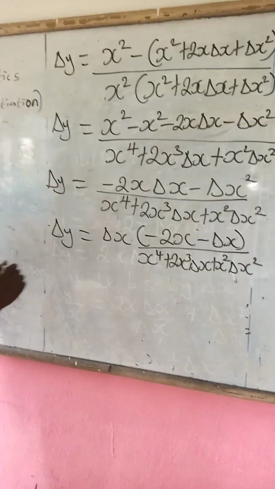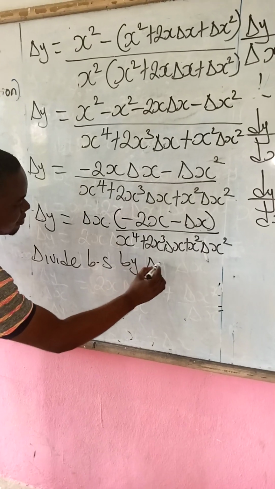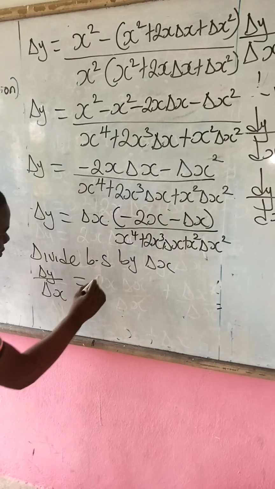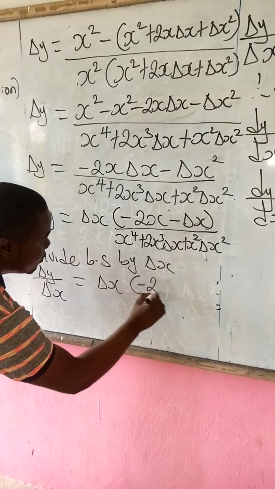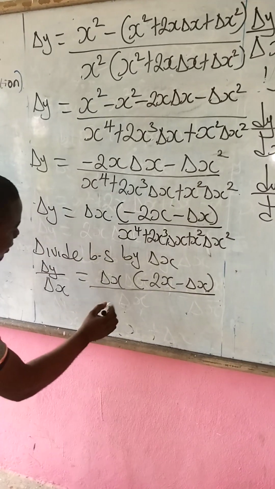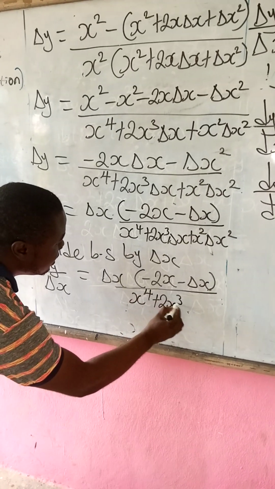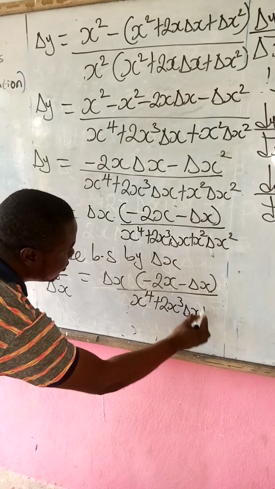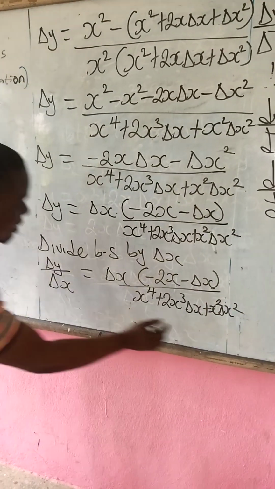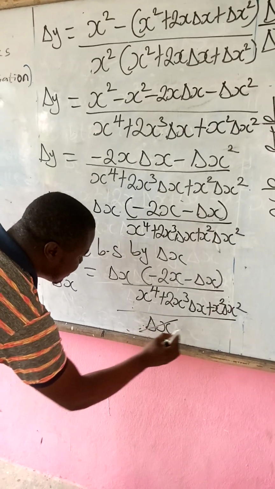The next rule states that divide both sides by Δx. Okay, so we have Δy over Δx equals Δx into minus 2x minus Δx, close the bracket. Then divided by, don't forget, x raised to the power 4 plus 2x raised to the power 3 Δx plus x raised to the power 2 Δx squared. Don't forget we are dividing by Δx. So divided by Δx. Don't forget, so this can cancel this.